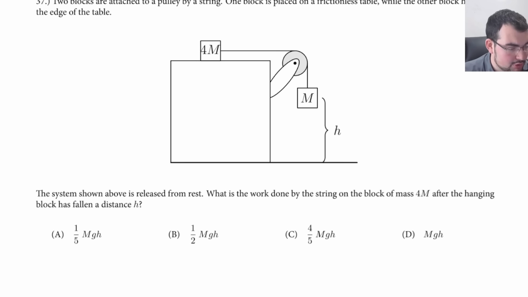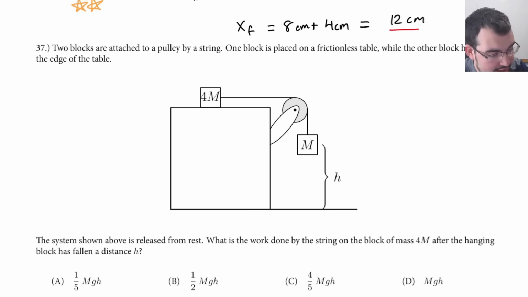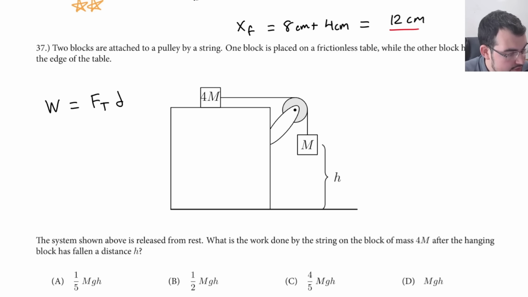Well, anytime we see work, there's sort of 2 ways of doing this. There's 2 ways, equally valid. You could say work is equal to the tension force times the distance traveled. I think we'll probably do this approach. And then you could also do this by saying work is delta KE as long as you do it for the 4M block. Both of these should work. And we have time, let's do both.